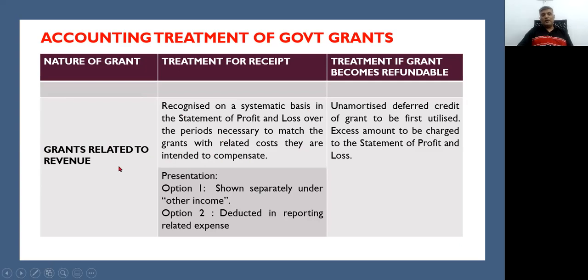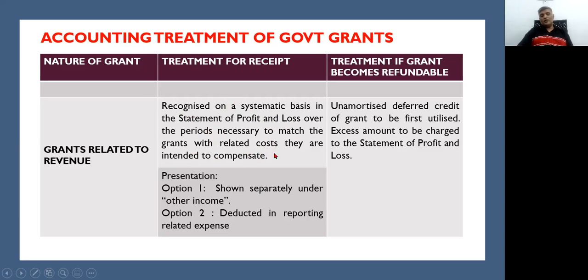Let's take an employee benefit or employee welfare expense. Obviously there will be a time period over which you will be incurring the employee welfare expenses. And if the government is going to give you a grant to meet those employee welfare expenses or employee benefit expenses, let's take it's a 7-year period, then obviously you need to recognize the grant over the 7-year period. Okay, so it is recognized on a systematic basis in the statement of P&L over the periods necessary to match the grant with the related cost they are intended to compensate.